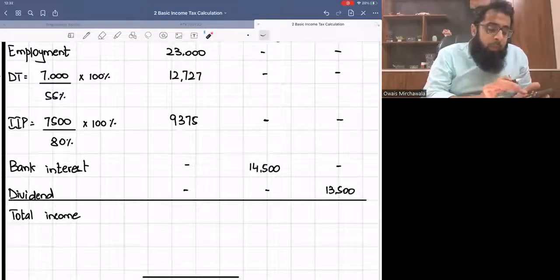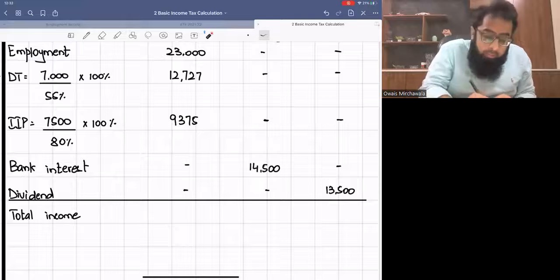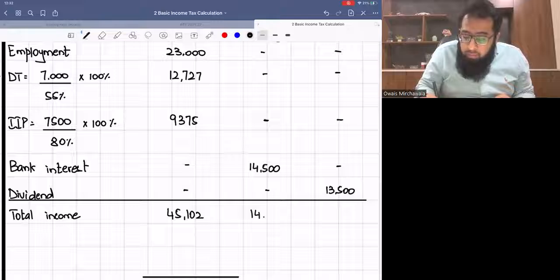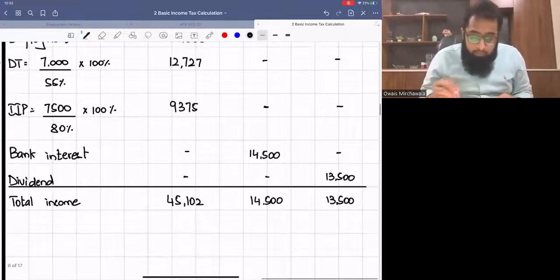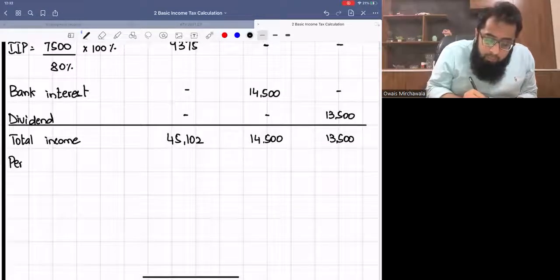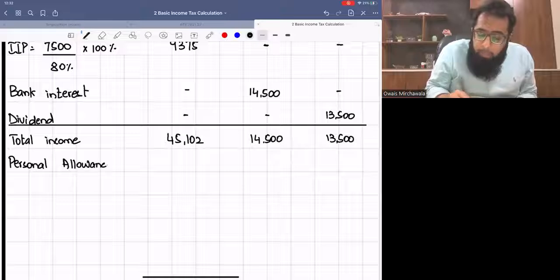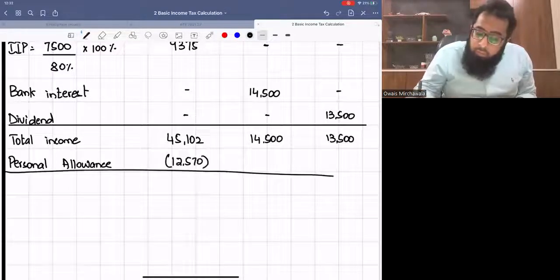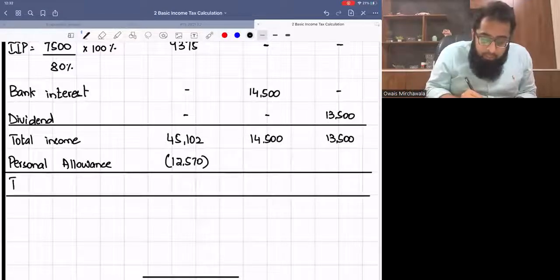23,000 plus 12727 plus 9375. So here the total income is 45,102. Here it is 14,500 and here it is 13,500. Now we will deduct personal allowance, which is 12570. Now we will deduct personal allowance of 12570, which will give us the value of taxable income.